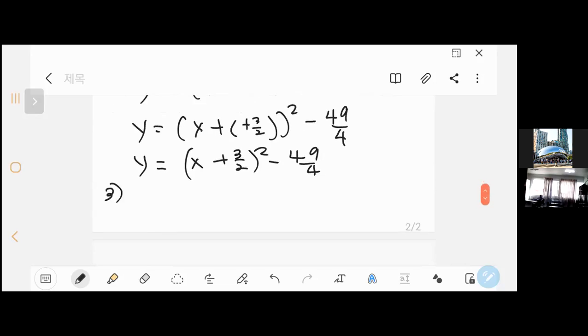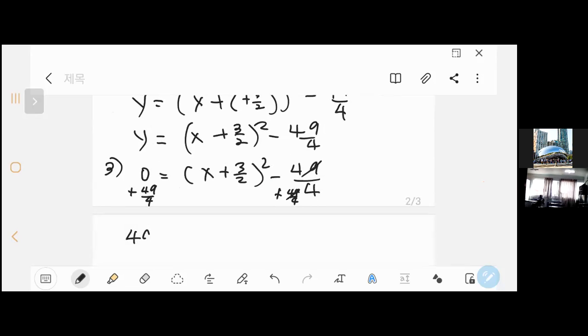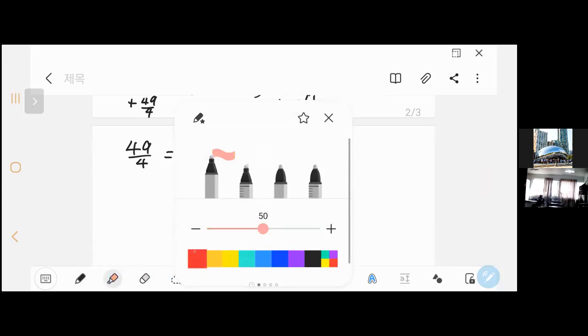Number 3, let's solve for x. When you solve for x, you're actually solving for the x value when y is 0. So it's going to look like something like this. Let's add 49 over 4 on both sides, so they will cancel on the left side, and on the right side I'm going to have this. Now we want to get rid of the square sign, so we're going to take the square root.